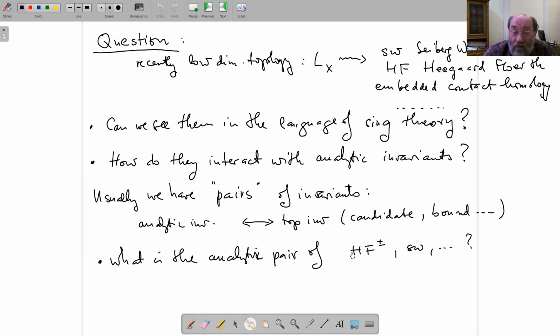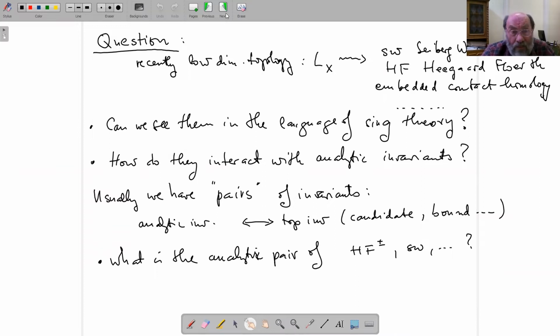So let's start with some concrete invariants. I start with the Seiberg-Witten invariant, and the Heegaard Floer homology of Ozsváth and Szabó. Heegaard Floer has many versions. I will not enter very much into the definitions, but we know that in the last decades this was a very important part of low-dimensional topology, and it is still very active and interesting. So as a starting question, what are the analytic pairs of these invariants?